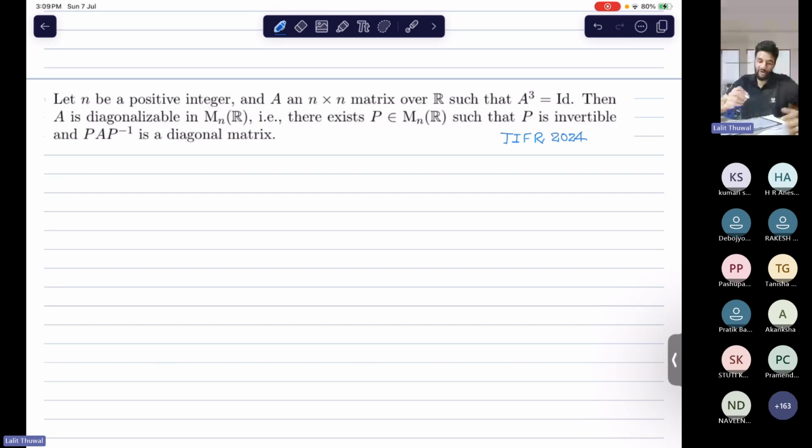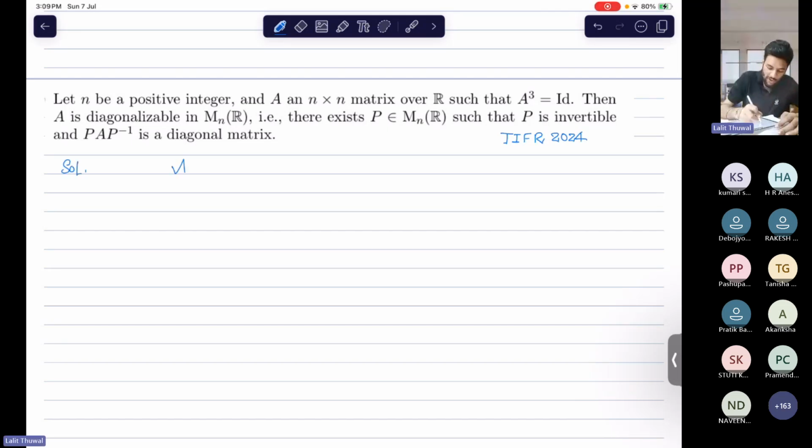Okay. So this question was asked in TFR 2024. It says: let n be a positive integer and A be an n cross n matrix over R. Suppose that A cube is equal to identity, then A is diagonalizable in M_n(R), right? In M_n(R), so keep that in mind. It is asking whether it is diagonalizable over R. So this is the definition. What do you think about it?